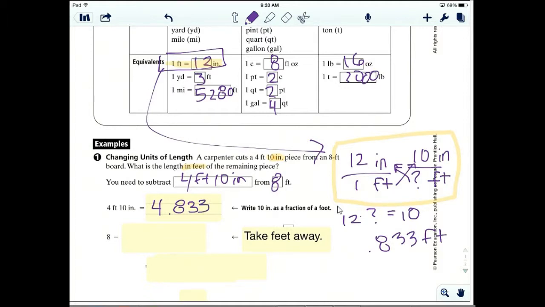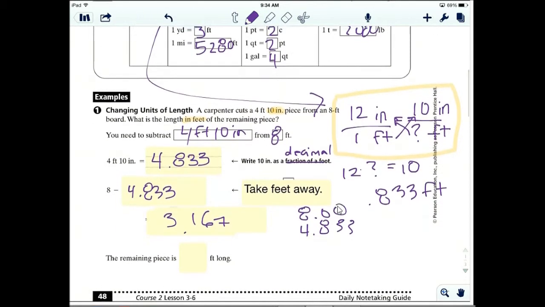So we know then that 4 feet 10 inches is actually 4.833. Don't pay attention to this part, guys. We're not writing it as a fraction of a foot; you can cross that off, and we're going to write it as a decimal. And then we're just going to subtract. We're going to take away 4.833. Remember, when we're doing this, guys, we have to line up our decimals. This would be the correct setup. If I take that away, I get an answer of 3.167. So the remaining piece is about 3.2 feet long.